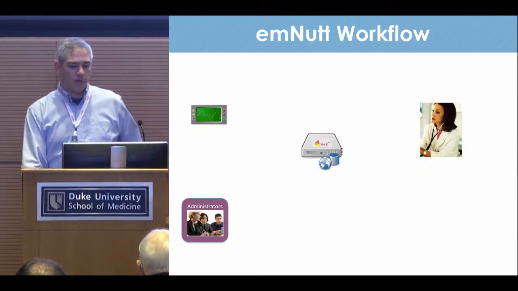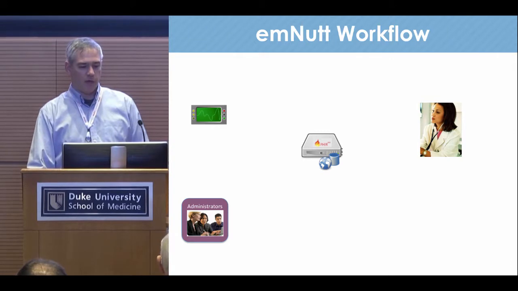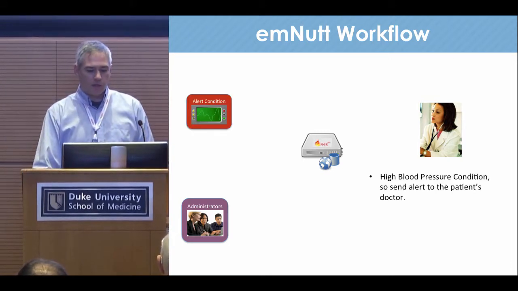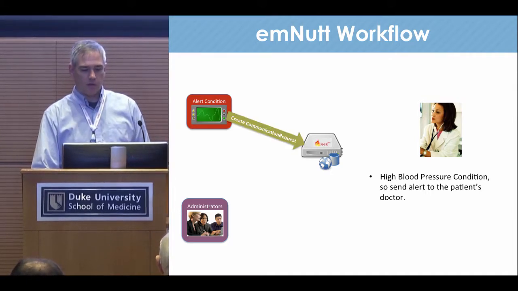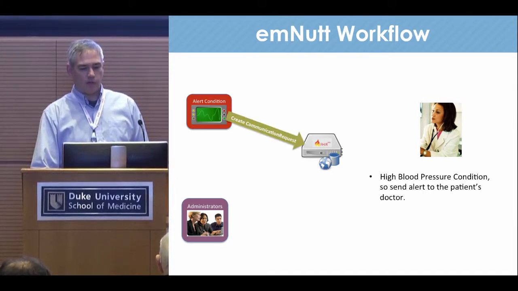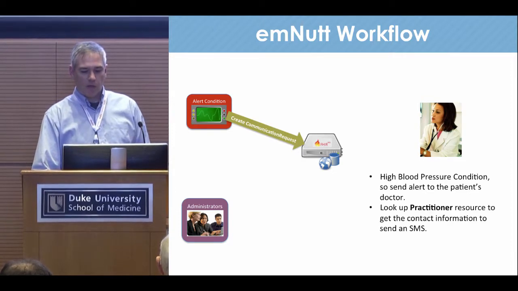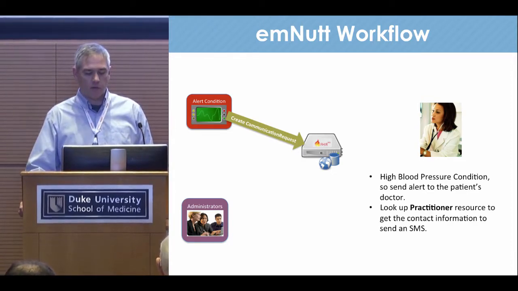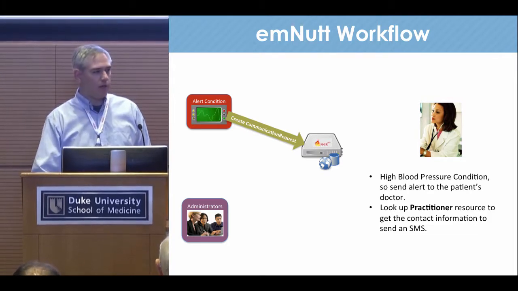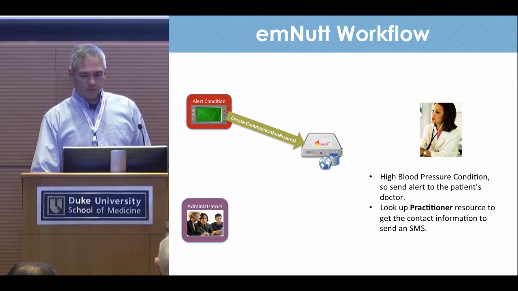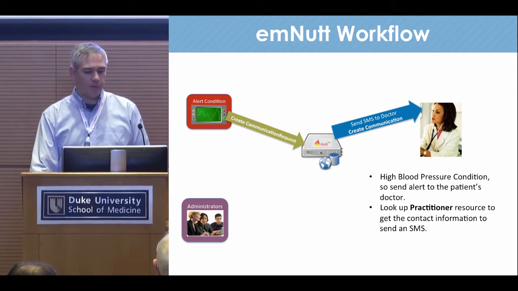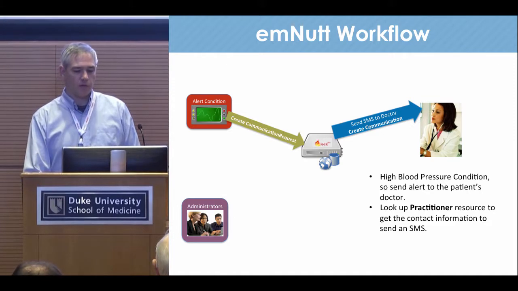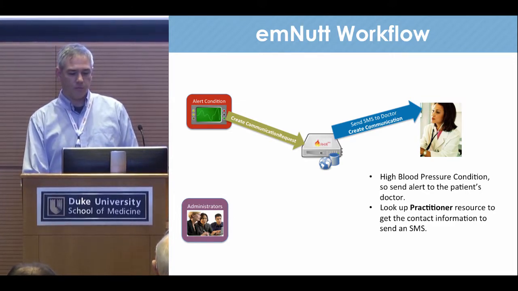So for example, here's kind of the workflow as it goes. You may have a device that has an alert, high blood pressure, so they need to send something to the doctor. So that'll create the communication request, and that will look up the practitioner resource in your information exchange to get their contact details. And then that will send a text message to that doctor, and it will also create the communication resource on the server for future reference.